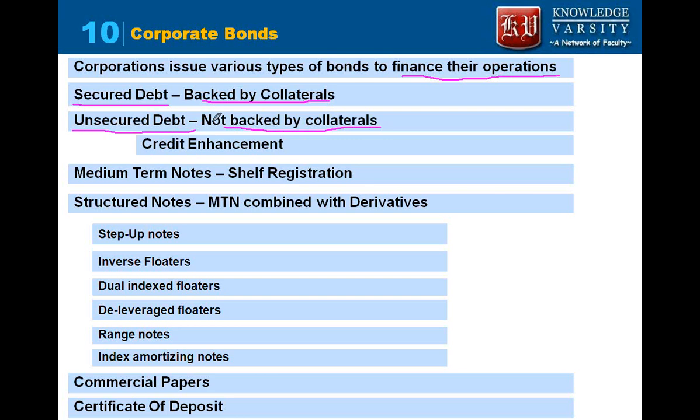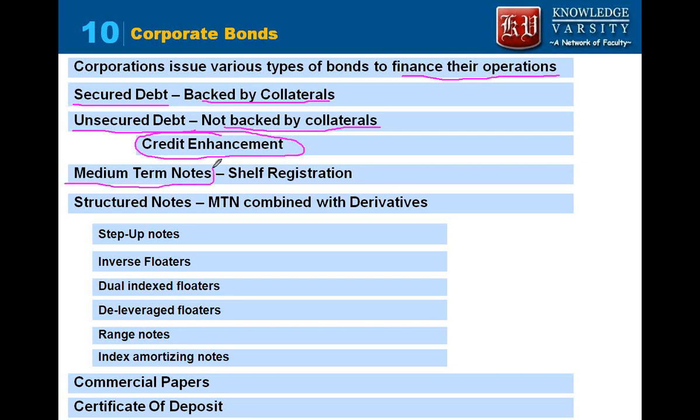Typically why will they issue unsecured debt? Because the secured bondholders specify in their indenture that you cannot issue debt above this. So they will issue unsecured debt, but to entice the investor they will go in for credit enhancement techniques, like going with a third party guarantee or insurance. This will increase the credit enhancement and the rating as well, so various types of investors can invest in this.